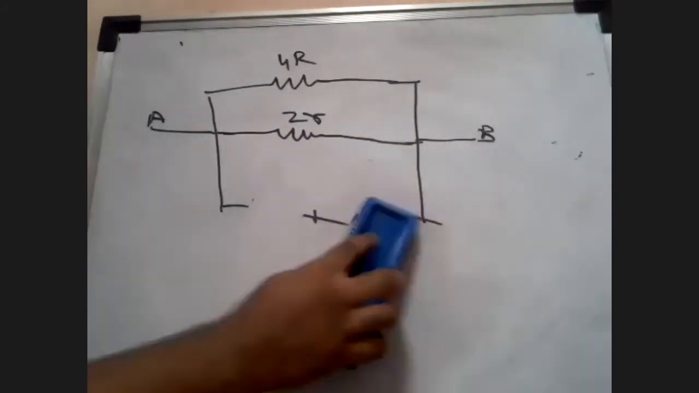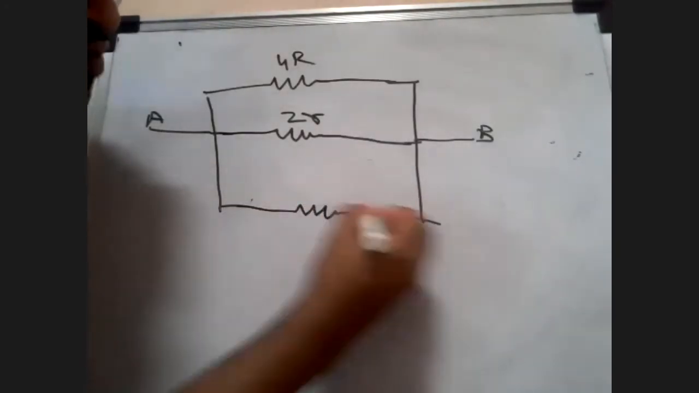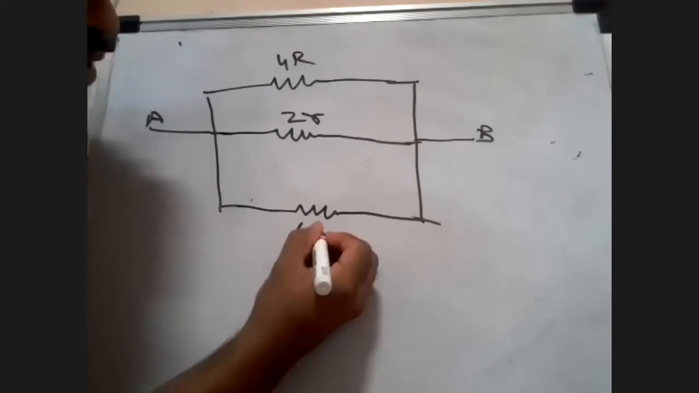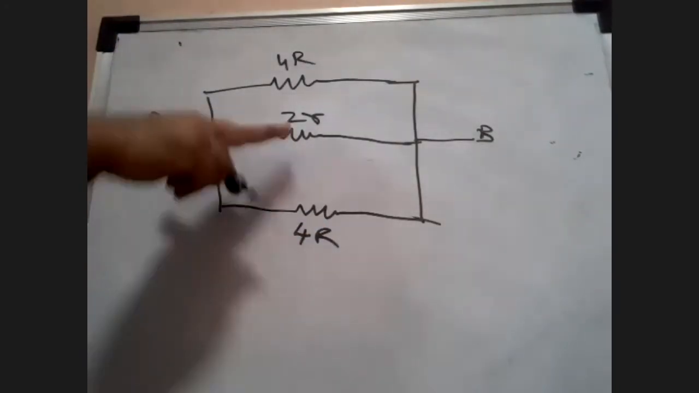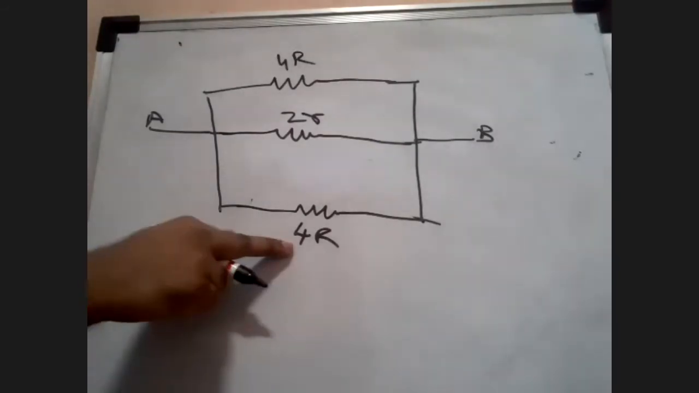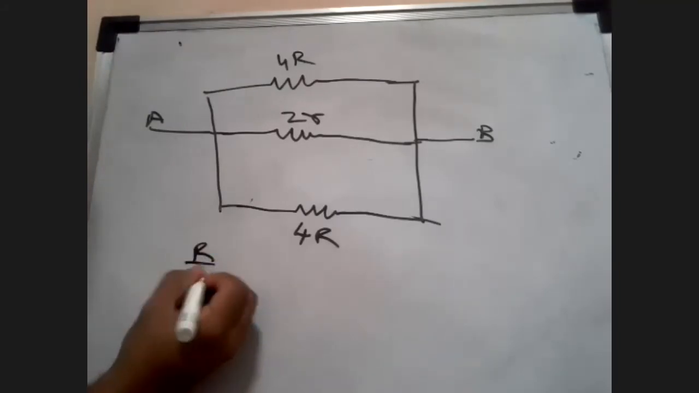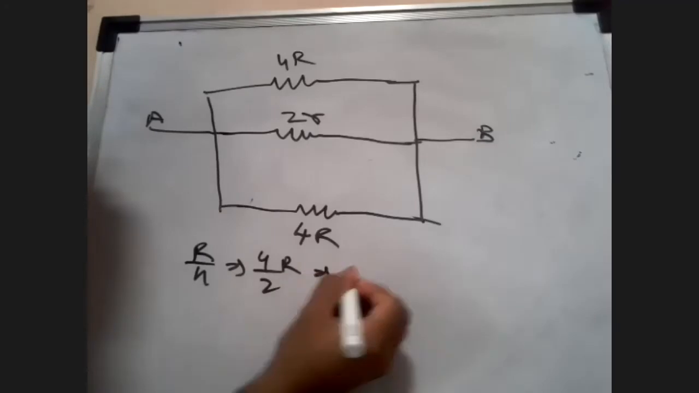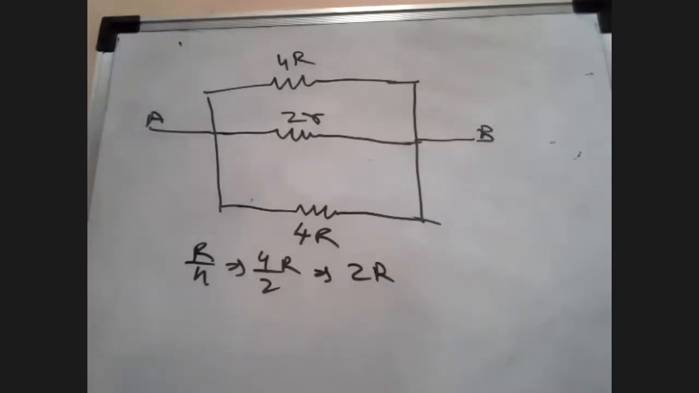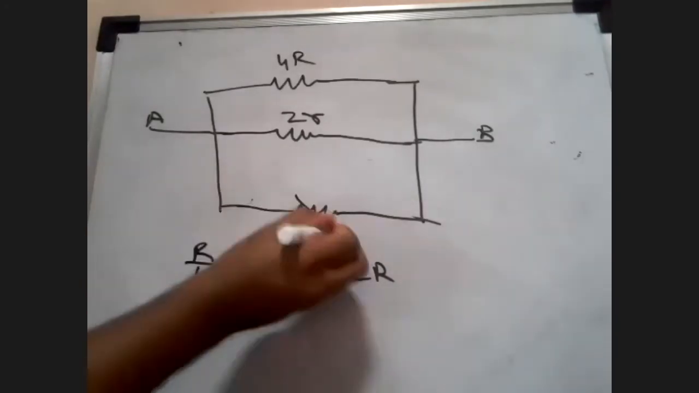Now, immediately what should come to your mind? How will you solve this? Although you all know it, some people will do 4R parallel with 2R. Don't do that. 4R over here is parallel with which one? 4R over here. So how can we solve? R by N. You remember this? So what is 4R by 2? Can I say 2R? So you eliminated 2R right here. This gets cancelled and this gets cancelled.